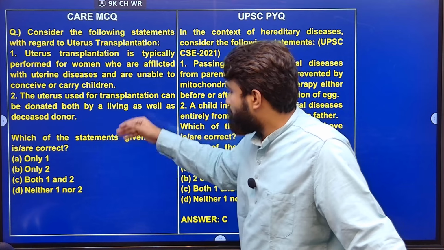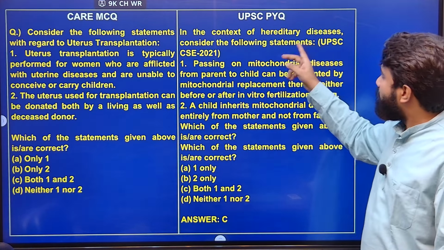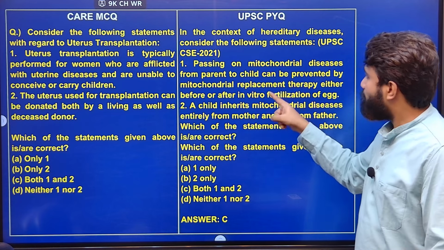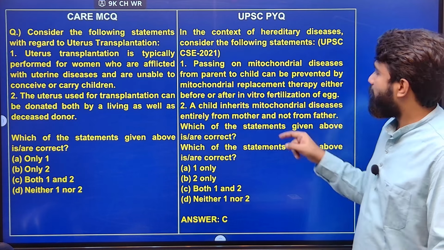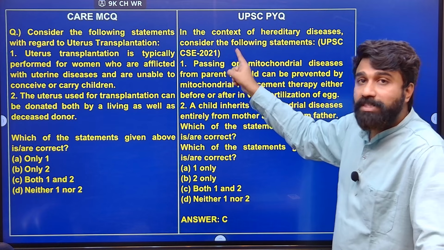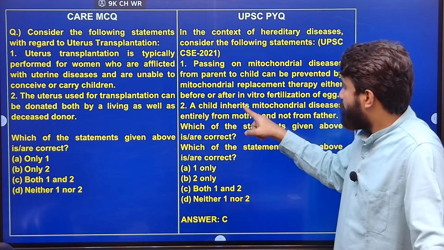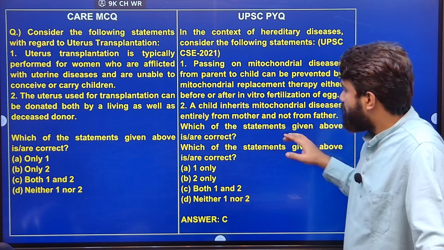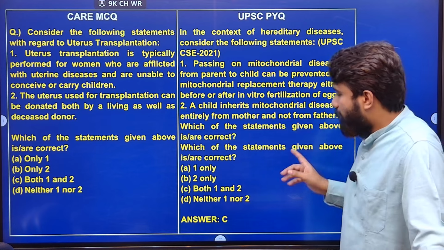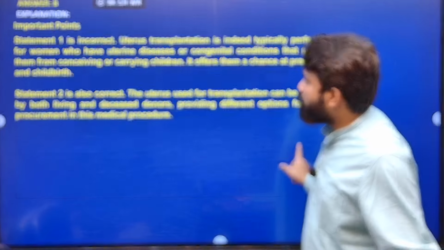Next, which of these statements... both the statements are correct, and the previous question associated with it is on mitochondrial hereditary diseases. Passing on mitochondrial disease from parent to child can be prevented by mitochondrial replacement therapy, either before or after the in vitro fertilization of the egg. This question was actually taken from that year's current affairs only. Both the statements are correct here. A child inherits mitochondria entirely from the mother and not from the father. Actually, it is a 2021 prelims question. Please go through it once again.